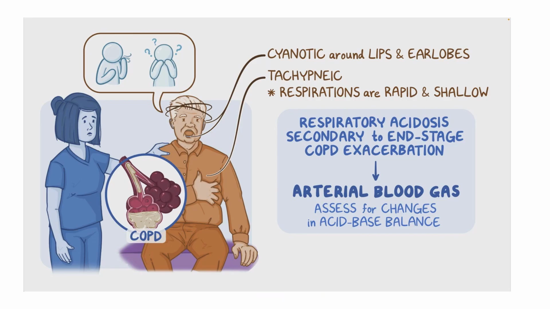Again, this patient comes in with a respiratory acidosis secondary to an end-stage COPD exacerbation. They'll appear to be cyanotic around the lips and the earlobes. They'll be tachypneic. Respirations will be increased, but rapid and shallow. When you take their arterial blood gas, it will have changes in the acid-base balance. We said that they'll have respiratory acidosis, and that's what you'll see based off of their ABGs. This is what leads to the confusion. As you can see in the picture, this patient is altered. So they'll have an altered mental status due to respiratory acidosis secondary to end-stage COPD exacerbation.